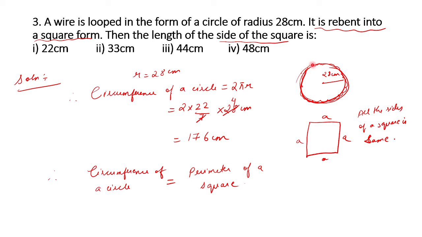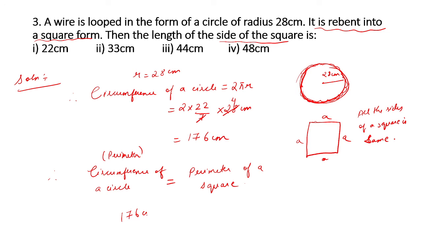That means the perimeter of this circle, that means the length of this wire, is going to be the same as the entire length of this square, right? Therefore, in order to know the length of this square, we can write it as the perimeter of the square. Okay, clear up to this? In case you're confused with circumference, you can write this as the perimeter of a circle. Using the same wire, we have rebent it into a square, so the square will also have the same perimeter, right?